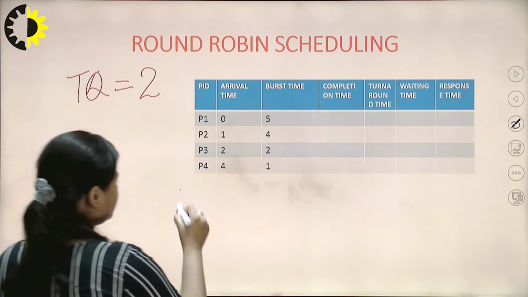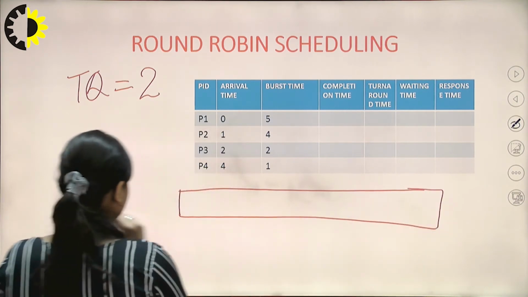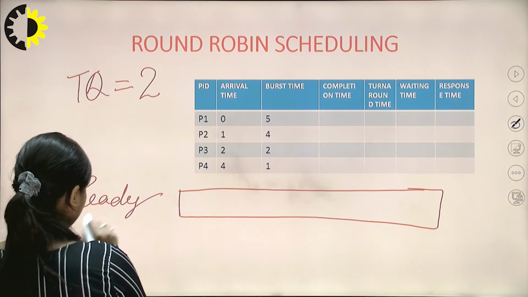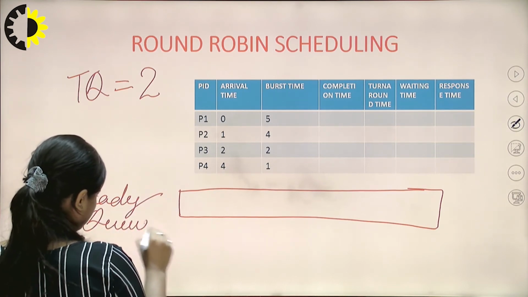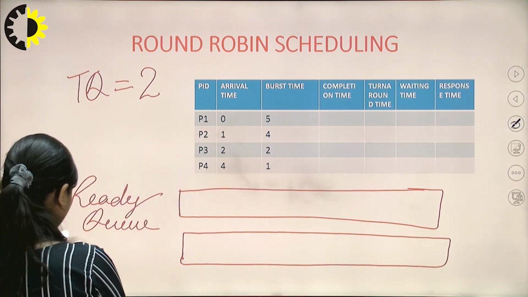So let's start with the numerical part. This is a ready queue, and we also have one running queue.